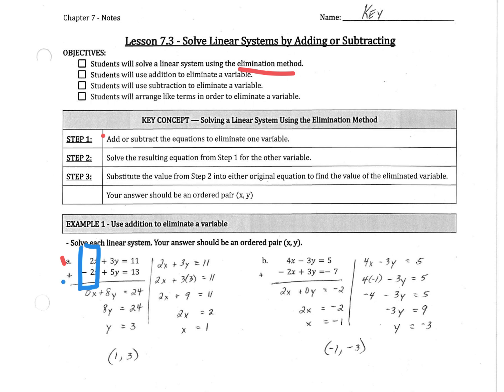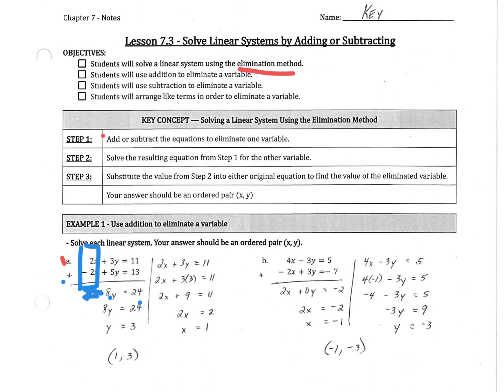So right here, I put a plus sign because I'm going to add each column. If I add 2 and negative 2, I get 0x. If I add 3 and 5, I get 8. If I add 11 and 13, I get 24. Now, 0x plus 8y can be simplified. 0x can really be crossed out. 0 times x is just 0, so adding it doesn't change anything. Here I am left with 8y equals 24.